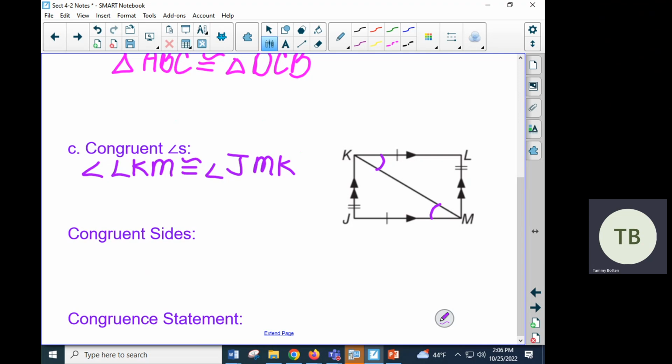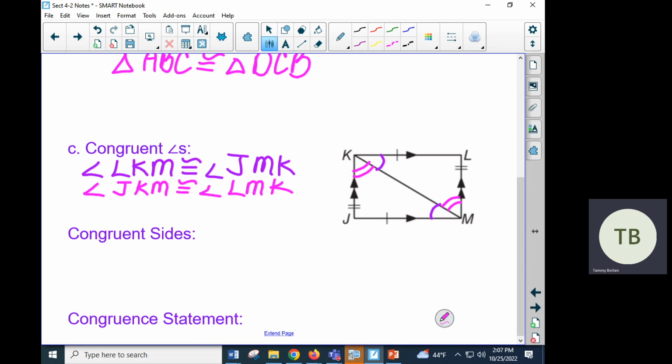Okay, then for the other one, notice these two are parallel because they each have 2 arrows. So that means these 2 lines are parallel, and that would make this angle be congruent with that angle, which is again because of alternate interior angles. So when I go to name these, I'm going to say angle JKM is congruent to angle LMK.